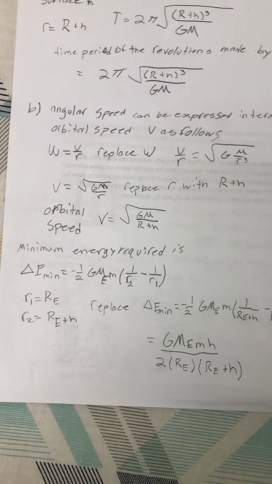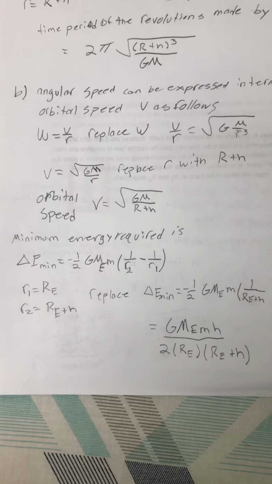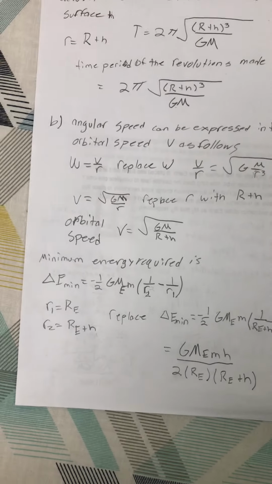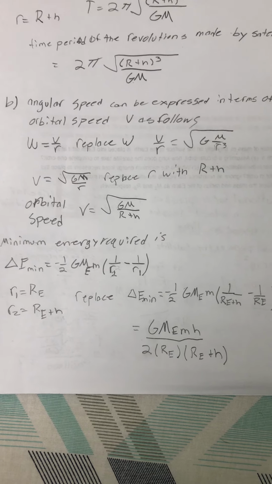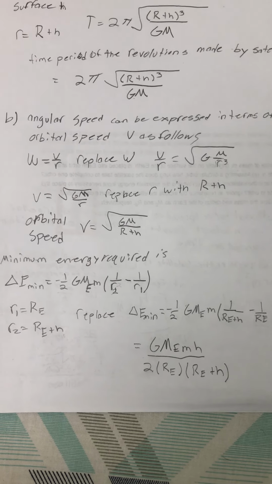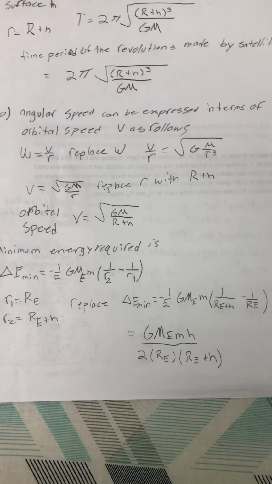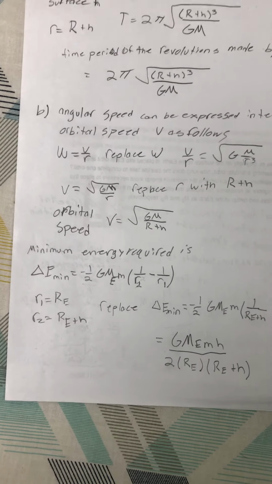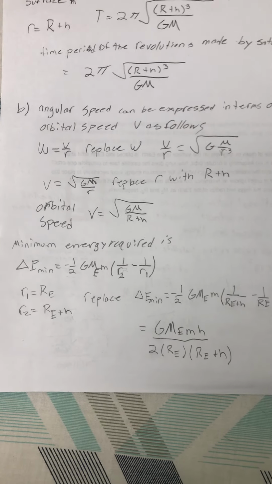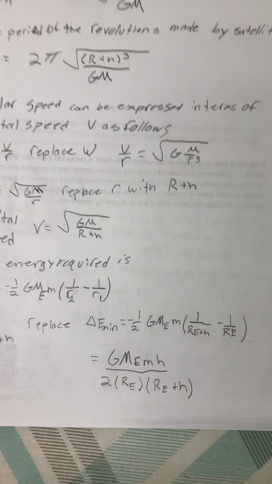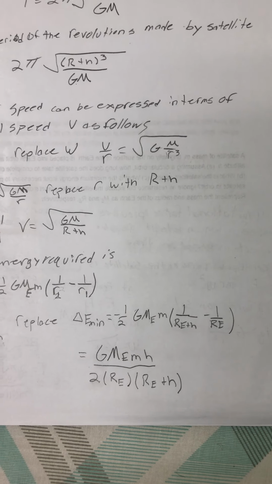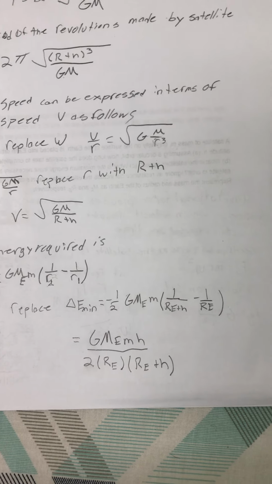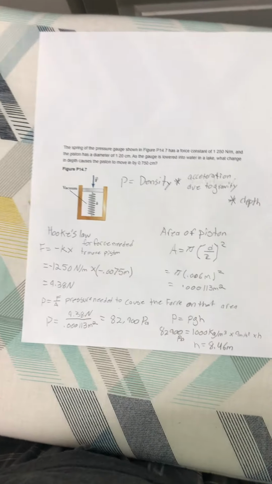And then the minimum energy required is delta E minimum is equal to negative 1/2 G times the mass of the Earth times the mass of the satellite times (1 over R2 minus 1 over R1). R1 is equal to the radius of the Earth at the start, and then R2 is equal to the radius of the Earth plus our height. And then subbing in values, we get our energy minimum is equal to G times the mass of the Earth times the mass of the satellite times h over 2 times RE times (RE plus h). And that will be it for this chapter 13 question.